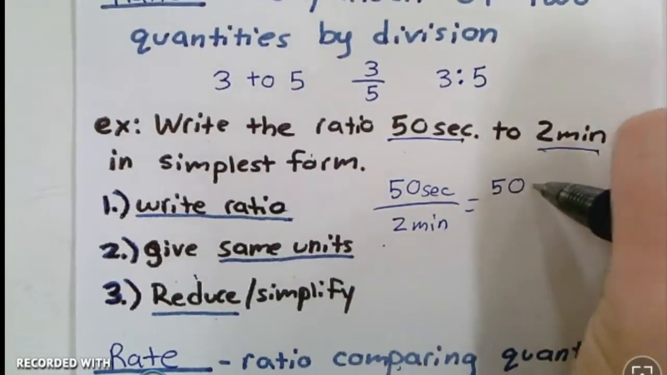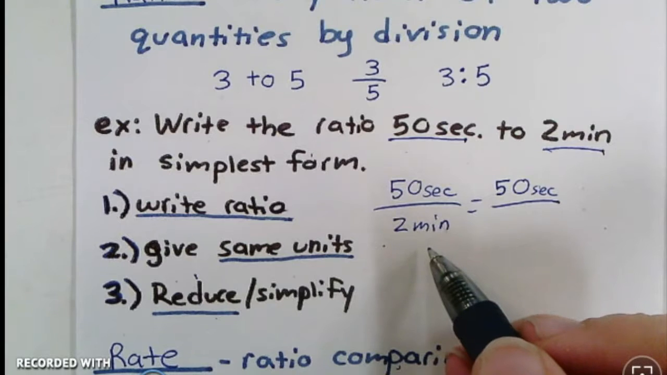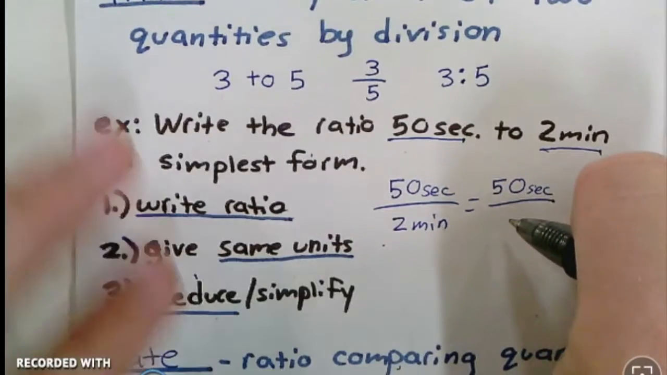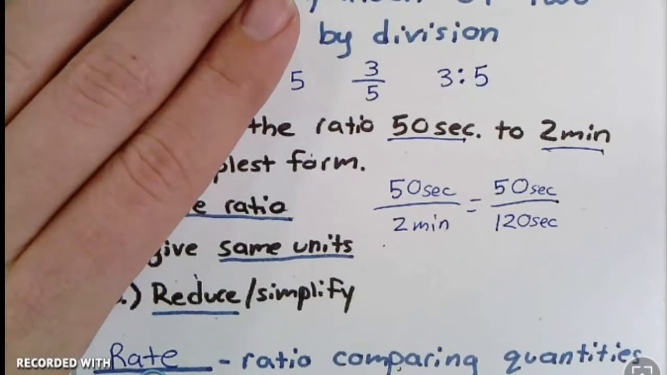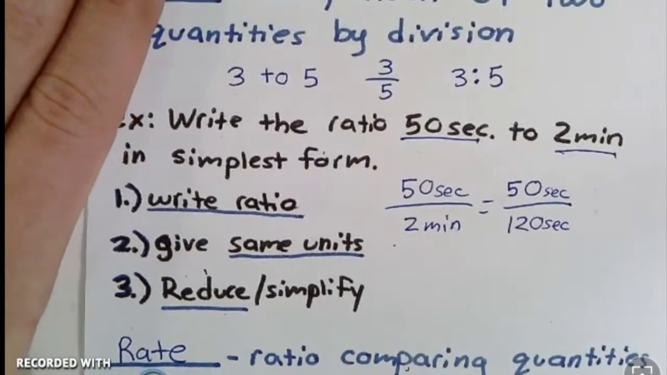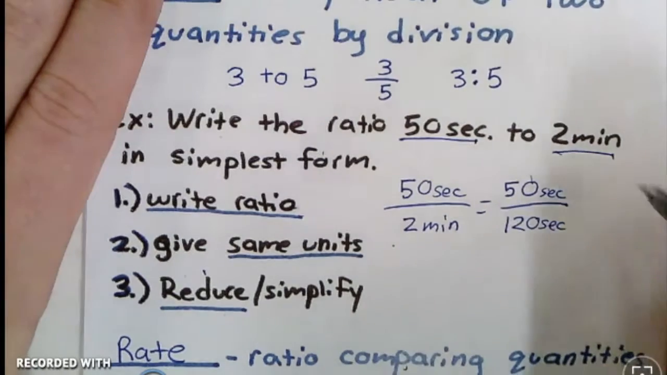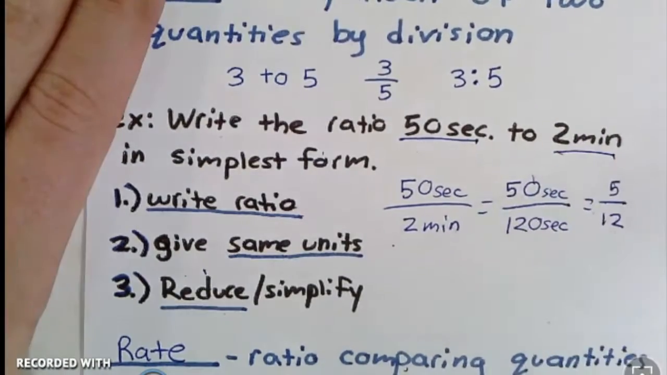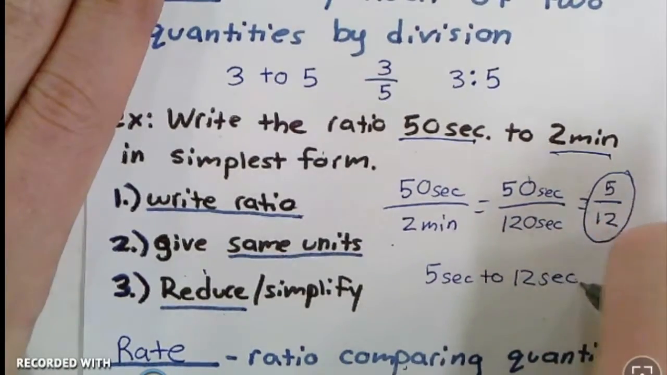Usually it's easier to go to the smaller thing. And I'm going to think how many seconds are in a minute. There's 60. So 60 times 2 is 120. And then my last step is to reduce or simplify that fraction. So I can see right away that I can divide them both by 10 and get rid of both of those zeros. And I will end up with a simplified 5 to 12. Or I could write it over here, 5 seconds to 12 seconds.